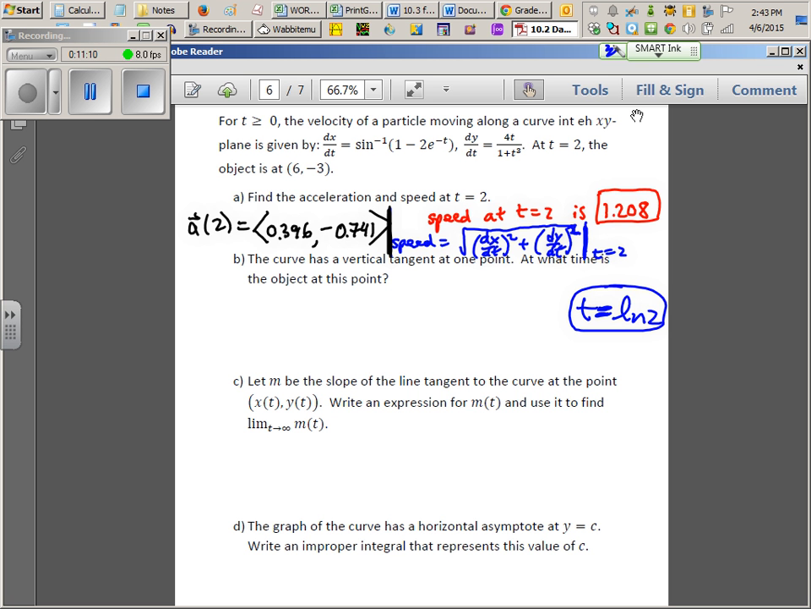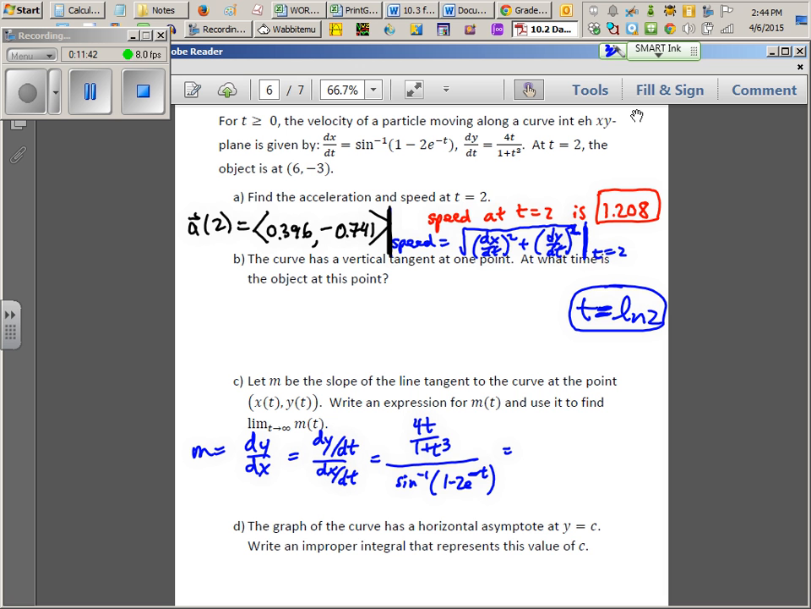Okay, so one thing we know about m is that it's also known as dy/dx, the slope of the tangent line, which in turn is also known as dy/dt over dx/dt, which in turn happens to be 4t over 1 plus t cubed, all over sine inverse of 1 minus 2e to the minus t. Okay, so this is our m of t, right?